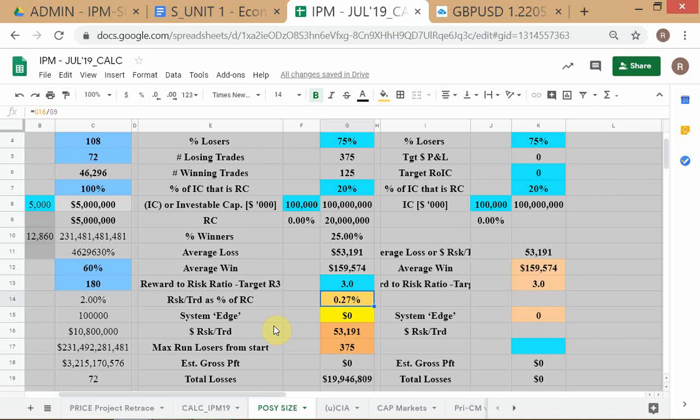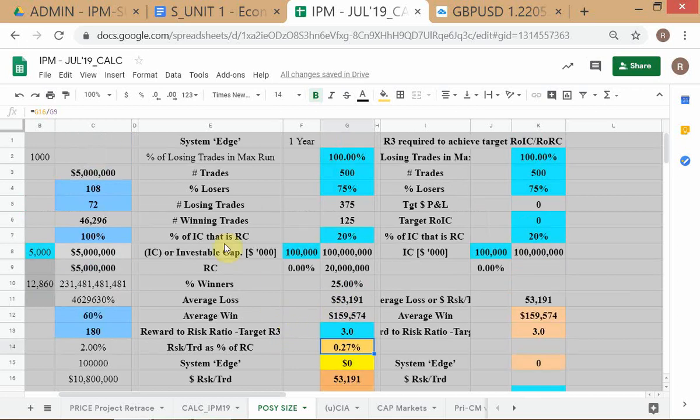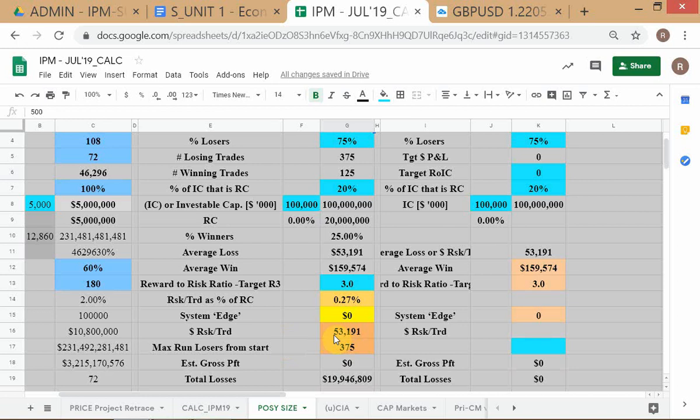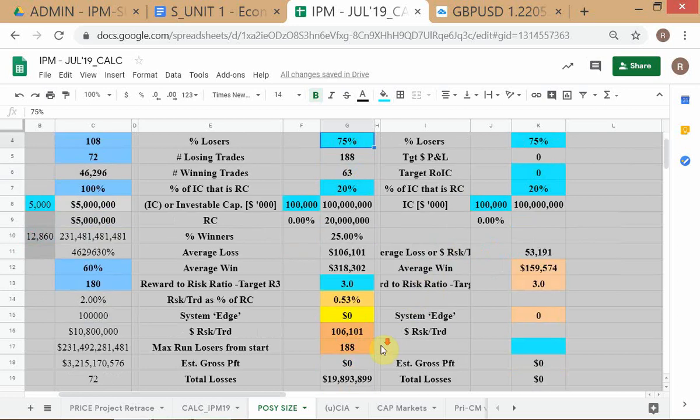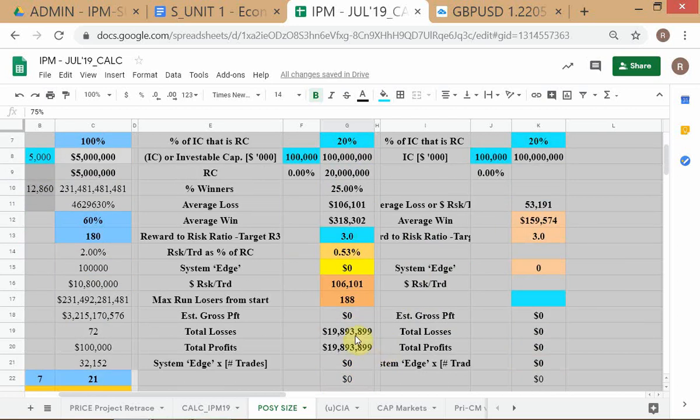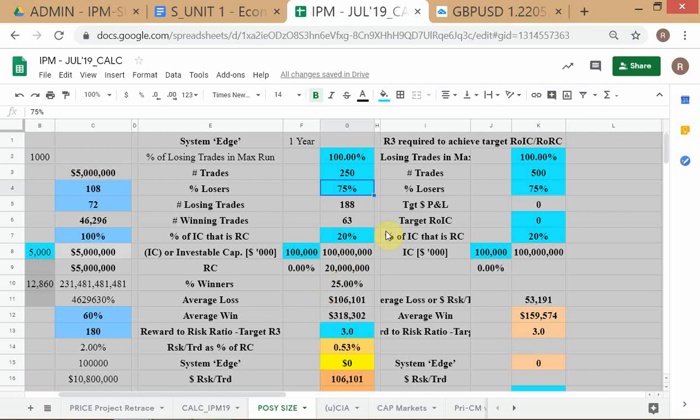If you have a trading system which does not trade too often, then you'll have a fewer number of trades, then you can put more money on each trade. So let's say you reduce this to 200, see right now your dollar risk per trade is 53,000 roughly. If you change this to say 250, obviously you can double the dollar risk per trade. So this is connected to the nature of your trading system, how frequently it trades. Are you following so far?